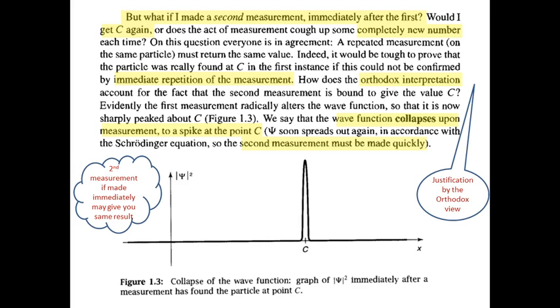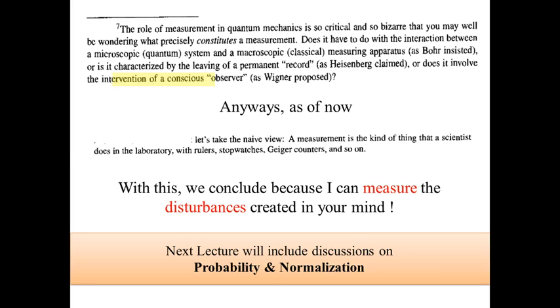Although with confusions, this basically tells us the importance of the word measurement in quantum mechanics. Till now, as studied in classical physics or in conventional laboratories, the word measurement did not become so problematic for us. But this is quantum mechanics, friends, and in quantum mechanics, the role of measurement, that's a footnote given in the textbook, is so critical and so bizarre that you may well be wondering what exactly measurement means, and some have even given their opinions on what a measurement is.